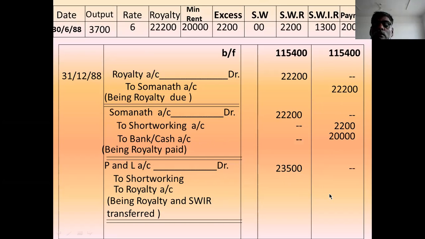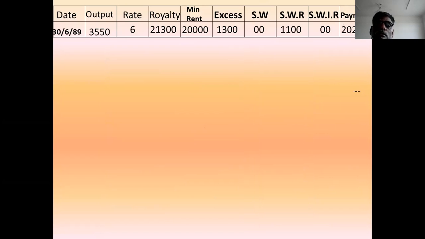First you write the short working. This 1,300 is from the SWIR column. Then royalty from the royalty column, 22,200. Total of these two, write in the debit column. P&L account debtor. Okay, 1988 is completed. You take the total and it goes to the next page.